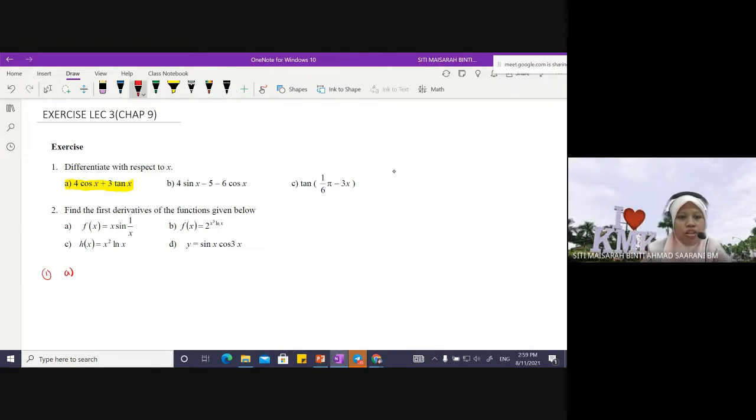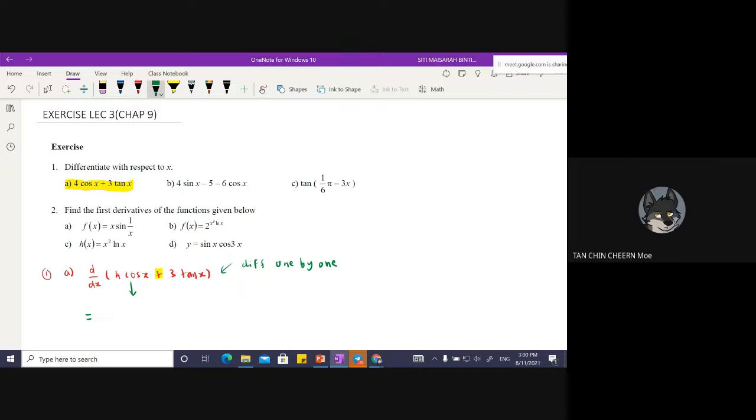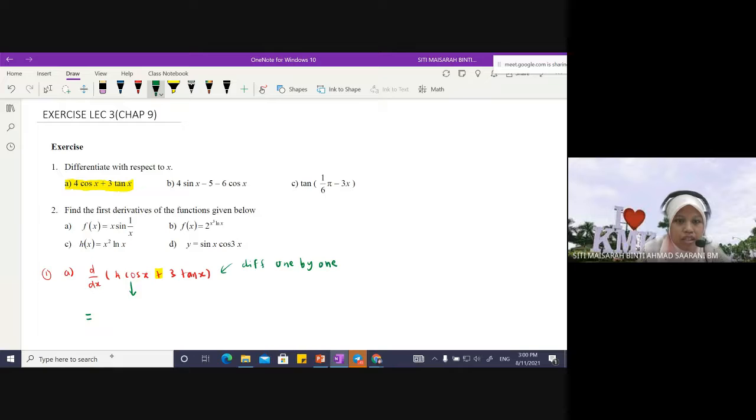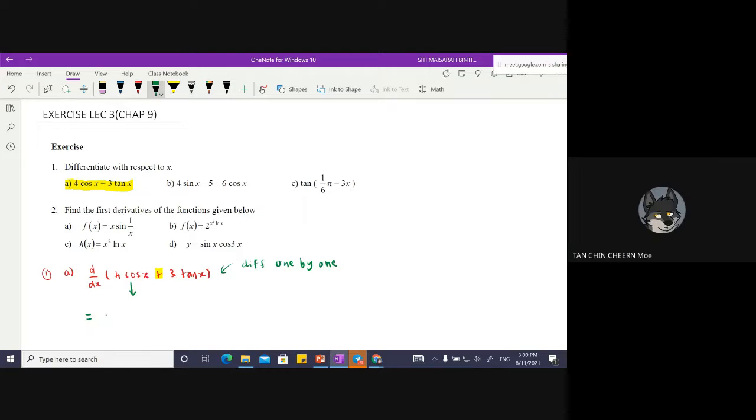Okay, so differentiate with respect to x, 4 cos x plus 3 tan x. Since dia ada tambah kat tengah ni, kita boleh apply sum rule. So differentiate one by one lah. Differentiate 4 cos x. Dapat apa? Kalau cos dapat differentiate, negative sin x. Alright. So it's become kat sini negative 4 sin x.